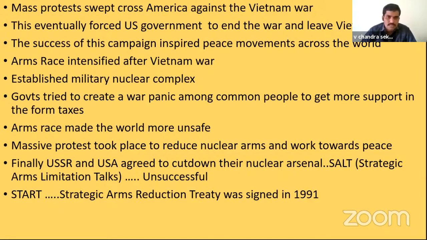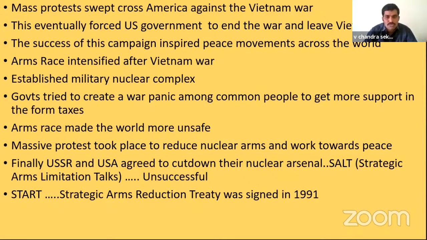Because of these peace movements all over the world, other sections of people also started peace movements. The arms race intensified after the Vietnam War, and they established so many nuclear complexes to produce more bombs, new types of chemical bombs and nuclear bombs. To get more funds from the people, they tried to create war panic among the common people. So there is a war in front of us, and we have to protect ourselves.